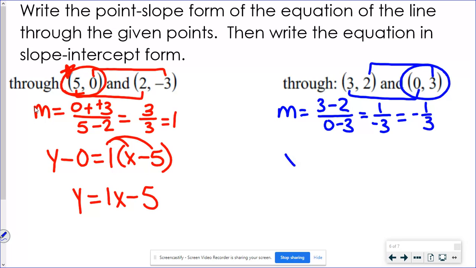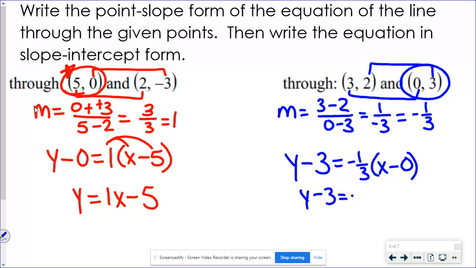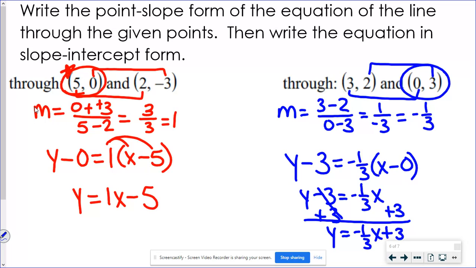So I would do y minus the y number equals m times x minus the x number. Well, now the fact that x minus 0 is just x, what I have right now really is y minus 3 equals -1/3 x. And the last step is I just have to get rid of this 3. So I get that y equals -1/3 x plus 3.